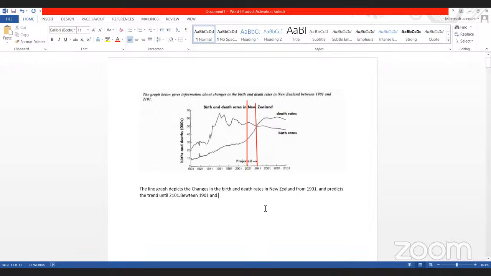So we are directly taking the timeline from it. Between 1901 and 2021. So we generate the birth rate.